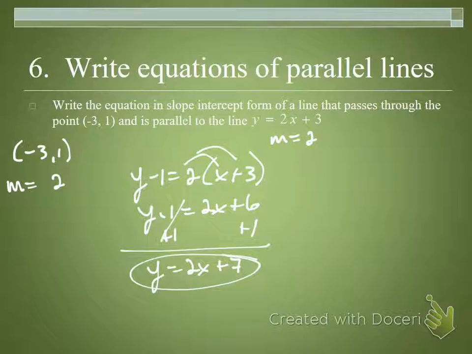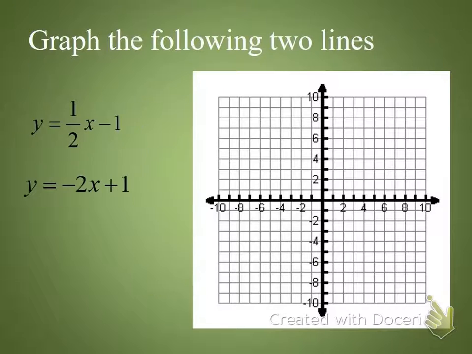And you should have gotten this. So it goes to the point (-3, 1), and since the slope of this line is 2, that's the slope of my line. So we put it in point-slope form: y minus 1 equals 2 times (x plus 3). Distribute the 2, add the 1, you should get y equals 2x plus 7. Okay? If it still is not making a lot of sense, looking kind of weird, then come on in and we'll talk it over. Okay?